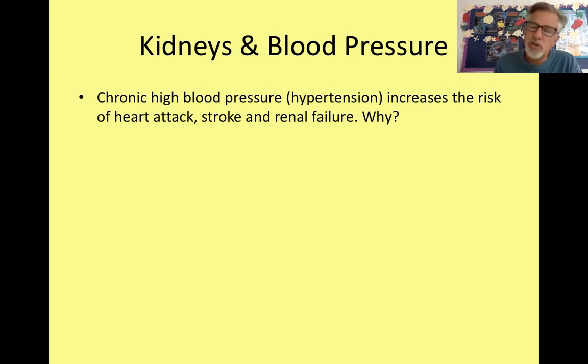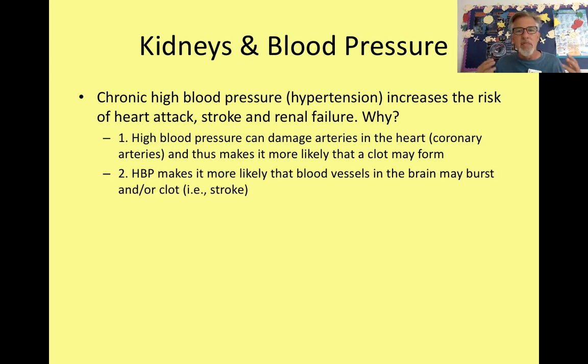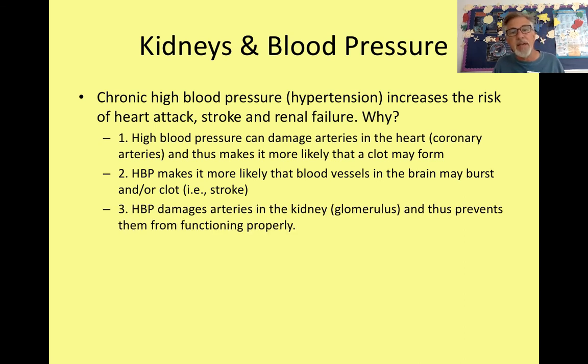Chronic high blood pressure, which is known as hypertension, increases the risk of heart attack, stroke, and renal failure. So why is that? Well, high blood pressure itself can damage the arteries in the heart and thus make it more likely that a clot will form. It can make it more likely that blood vessels in the brain will burst or clot, and therefore you'll have a stroke. And it can damage the arteries in the kidney and the glomerulus, and thus prevent the nephrons from functioning properly. So you can see that this regulation of blood pressure that the kidney is so important in is key to maintaining your health.